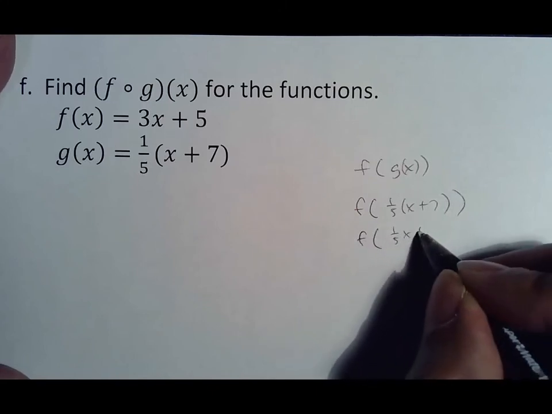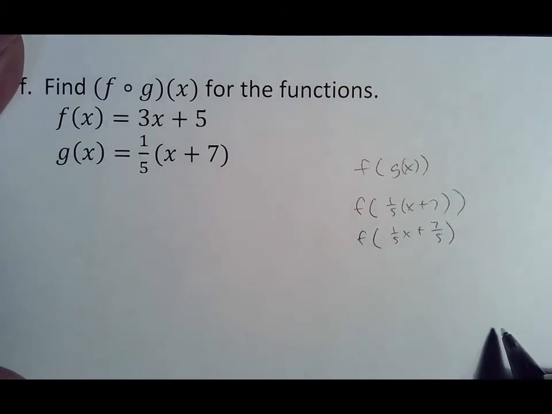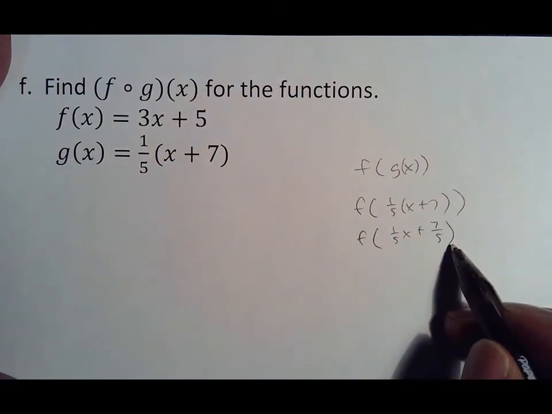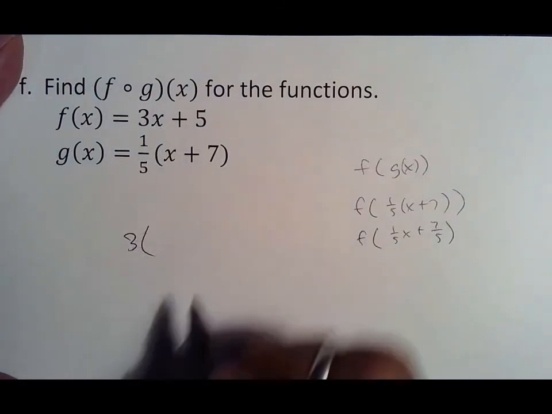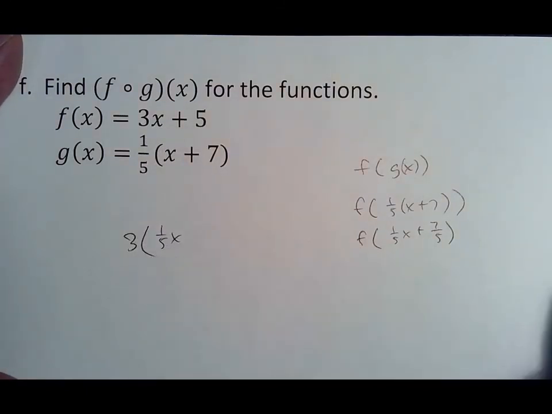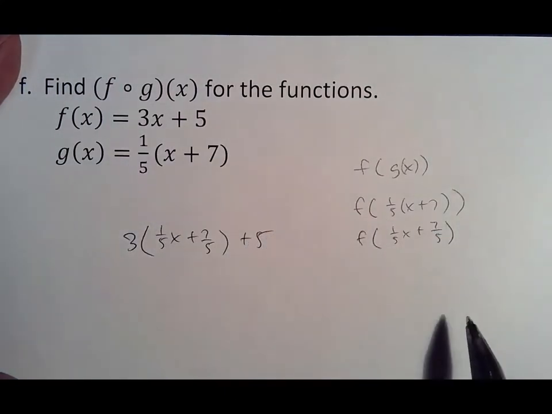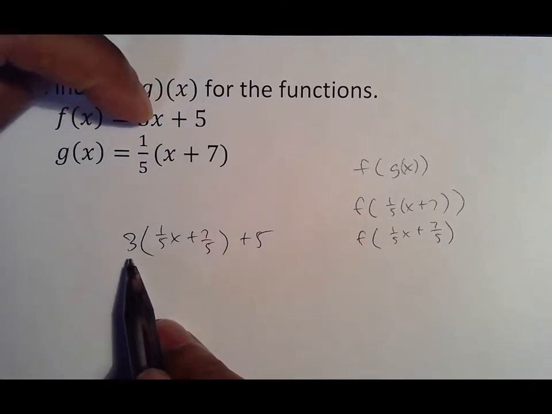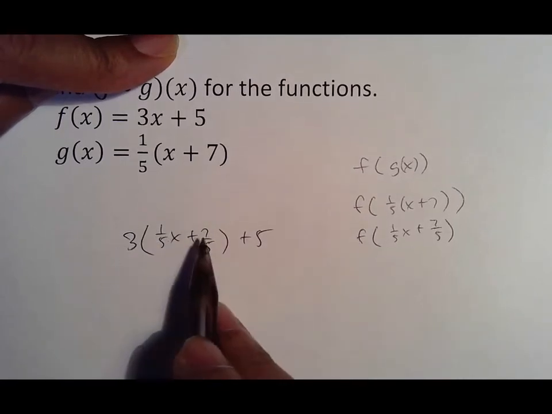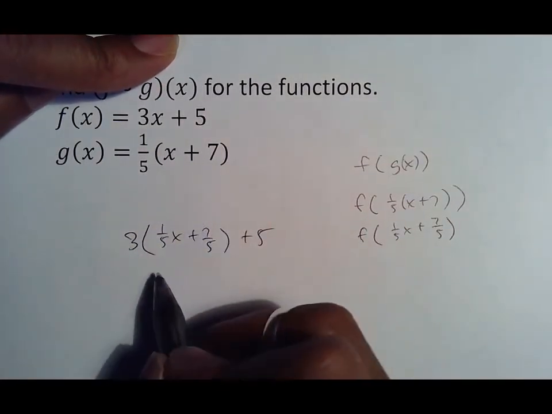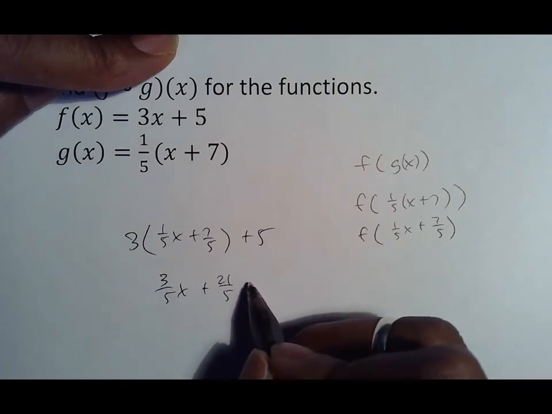And so I'm going to turn that into f of 1/5 x plus, remember when you multiply a number times a fraction, multiply to the top, so it'll be 7/5. So I'll take this and plug it into my x here, because that is the only x that needs to be plugged. So 3 parentheses 1/5 x plus 7/5, and don't forget your plus 5. So again, 3x, and again, x happens to be that part, plus 5. Then you're going to multiply the 3 times both of those, remembering again that you multiply to the top, so you end up with 3/5 x plus 21 over 5 plus 5.